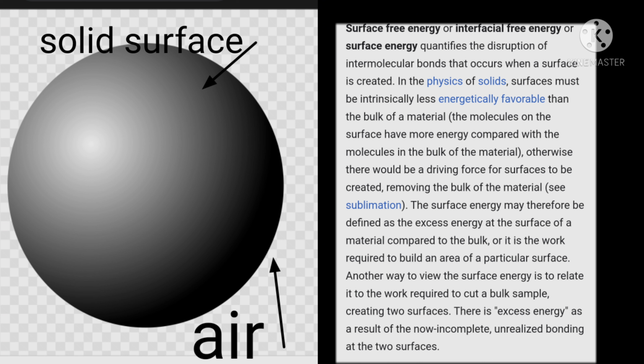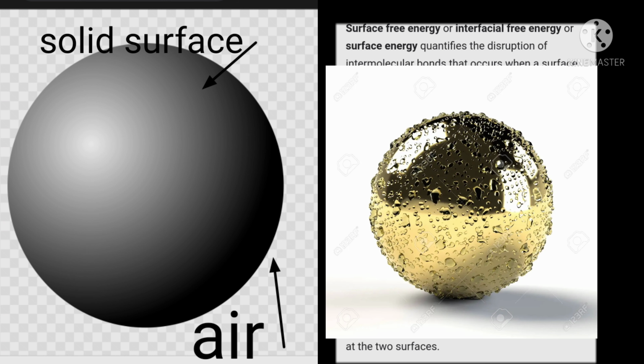Let us say for example I have a spherical metallic ball. Then due to the presence of the interface of that metallic surface and air, it will have a particular surface energy, say E1. Now if that spherical metallic ball is coated with a thin film of water, then it will have a different surface energy due to the presence of a different interface, that is the water and the air, say E2. And these two surface energies, E1 and E2, will not be equal to each other.